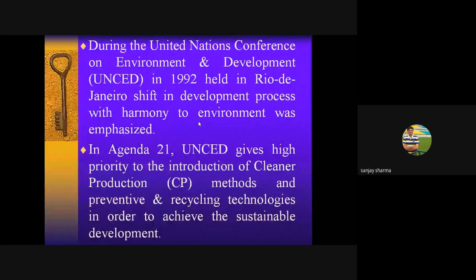And during the United Nations Conference on Environment and Development in 1992, held in Rio de Janeiro, a shift in the development process towards harmony with the environment was employed. That is why, I think, afterwards you have got so many conventions. In the last Paris Convention, people said carbon dioxide targets had already been fixed. So many developed countries are not agreeing to that also, including the USA, and they said, we are not causing any environmental damage as compared to the developing countries.